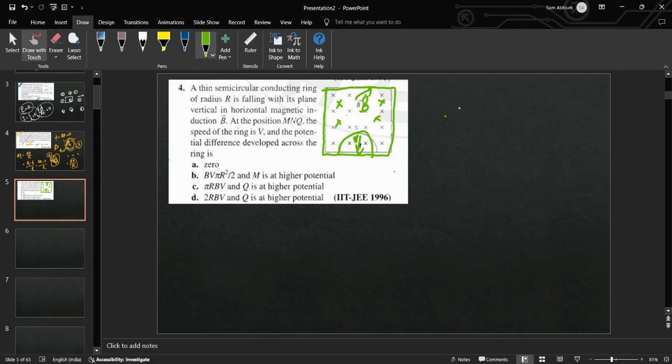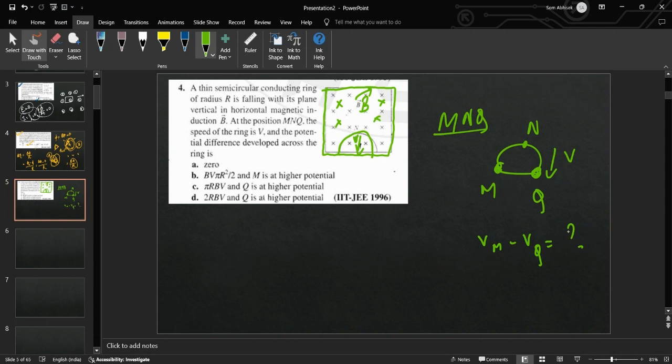At the position M and Q, whatever the position is, the speed of the ring is V. That means this ring is going down with velocity V. Potential difference developed across the ring. So this is the ring, and this is M and Q. So the potential difference, that means Vm minus Vq, is what we are asked in this question.